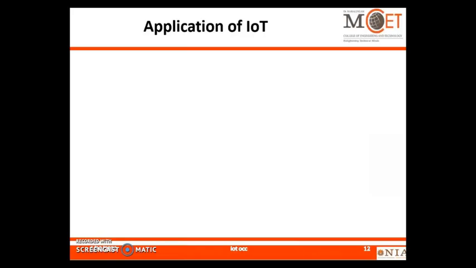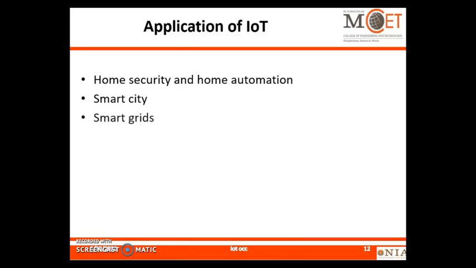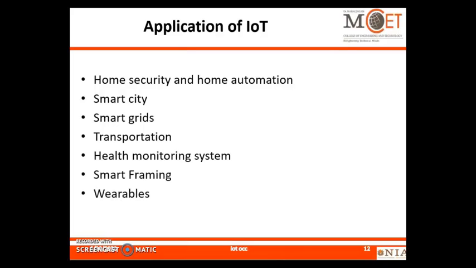Coming to the applications of IoT, we have seen 2 or 3 applications in this session. Apart from that, many applications are there: home security and home automation, smart city, smart grids, transportation, health monitoring system, smart farming, wearables, industrial internet. In transportation, we can fully access the traffic light controlling system with the help of IoT. We can use it as smart. So it is one of the applications in transportation.